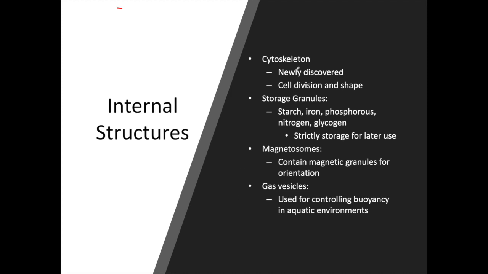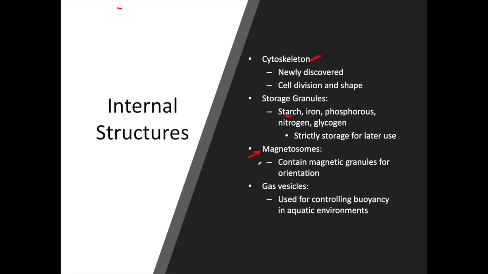Other internal structures, there's the concept of a newly discovered type of cytoskeleton. It's temporary. It's usually used just for cell division to help with what's known as binary fission. Then we have storage granules. Storage granules are inclusions that are part of the actual cell membrane itself that bacteria will use to store compounds. So starch, iron, phosphorus, nitrogen, glycogen, these are different storage granules.